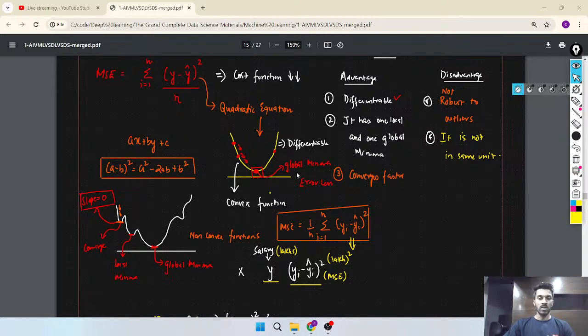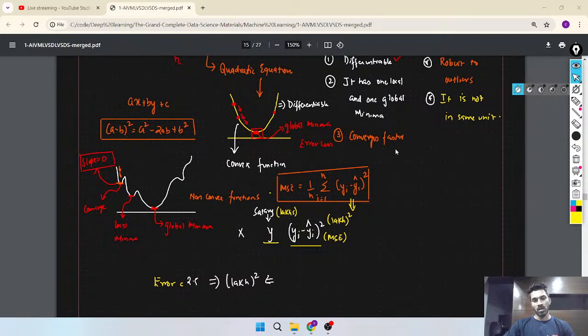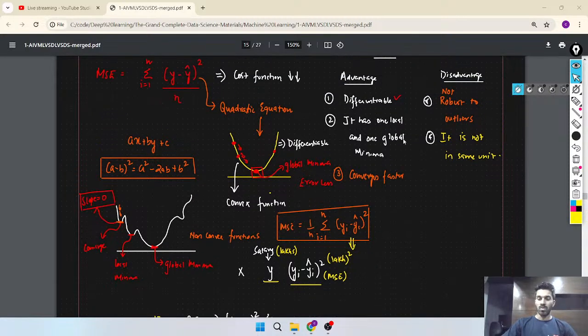We already told that if a data point comes as an outlier, then your regression line will be shifted toward this outlier. So that's why this is not robust to outlier. It is not in the same unit. So basically, if your independent variable is in a different unit, then this will not work well.